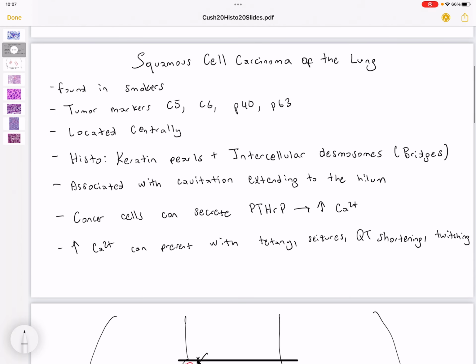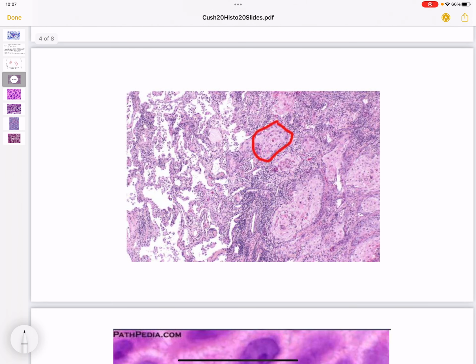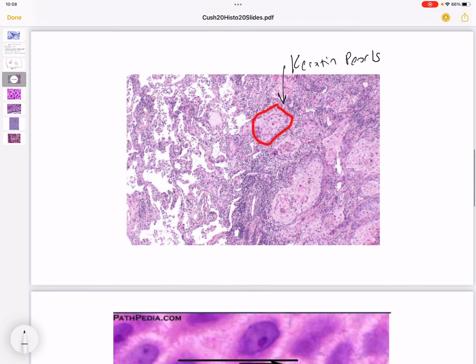Now, histologically, squamous cell carcinoma can present with keratin pearls, and it can also present with intercellular desmosomes, also called intercellular bridges. So here, in this histological slide, are keratin pearls. And as you can see, there's a lot of eosinophilic infiltrates in this histological slide.